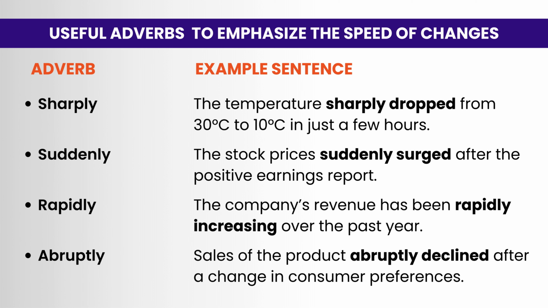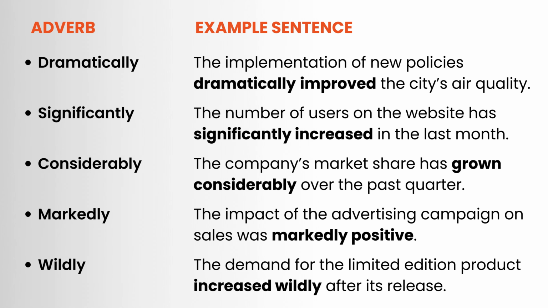Abruptly. Sales of the product abruptly declined after a change in consumer preferences. Dramatically. The implementation of new policies dramatically improved the city's air quality. Significantly. The number of users on the website has significantly increased in the last month.